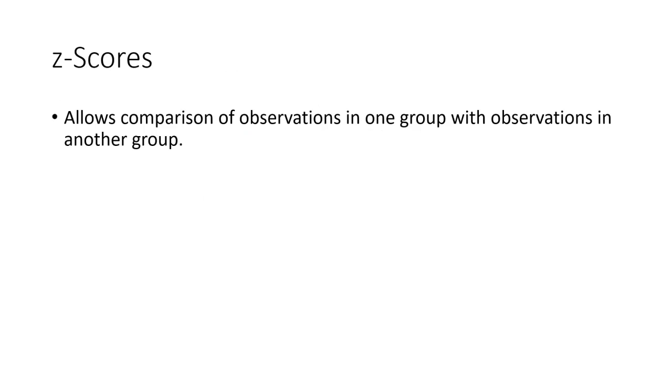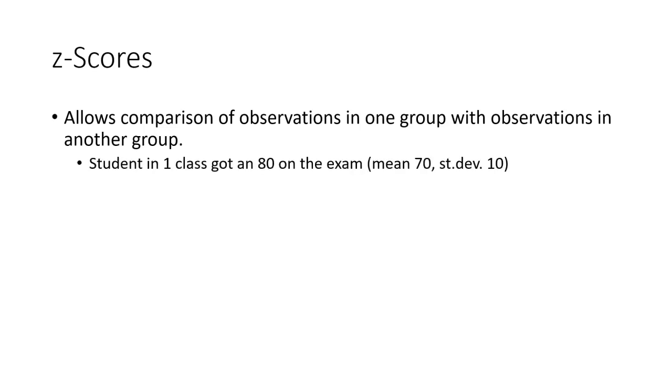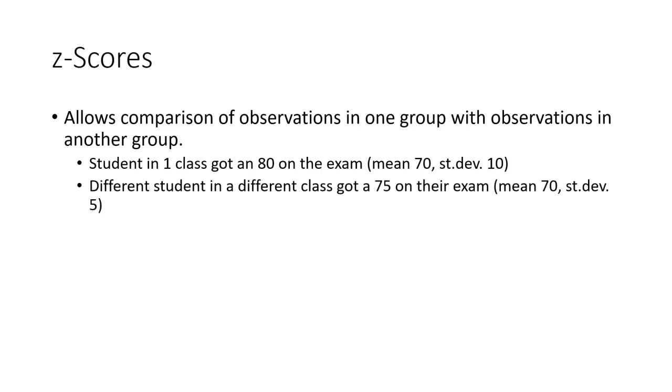Z-scores allow for the comparison of observations in one group with observations in another group. Let's suppose students in one class got 80 on the exam. The mean was 70, the standard deviation was 10. While students in a different class got a 75 on their exam, with a mean of 70 and a standard deviation of 5. The question is, who did better? Using the Z statistic, we can compare these.